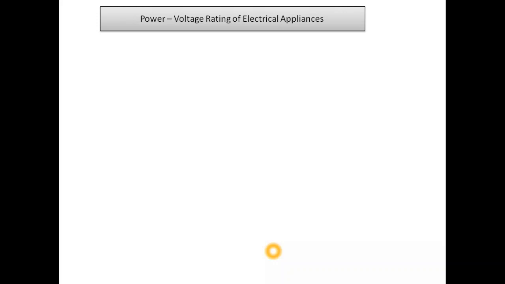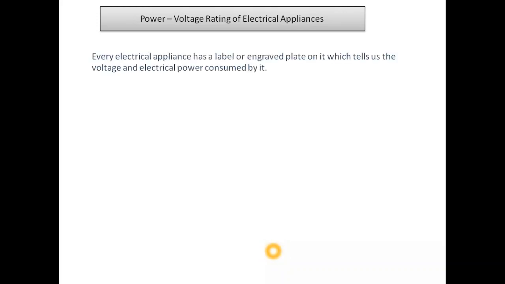See, every electrical appliance, like a radio, bulb, or fan, has a label or engraved plate which tells us about the voltage that is to be applied and the electrical power consumed by that appliance. That rating, that label which is present on every electrical appliance, is known as the power voltage rating.